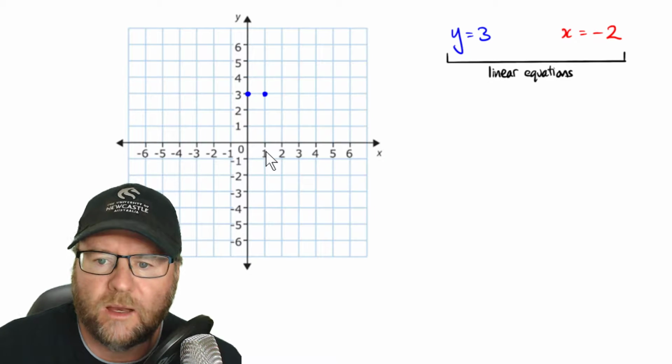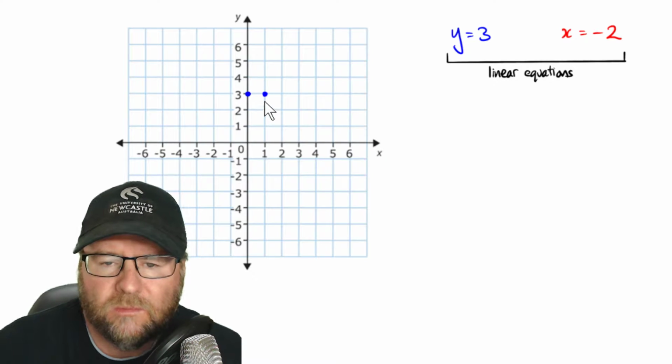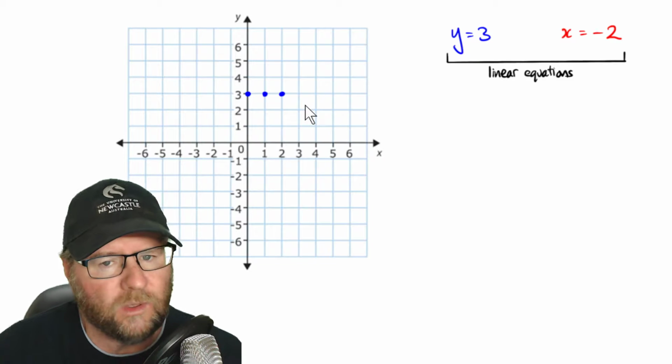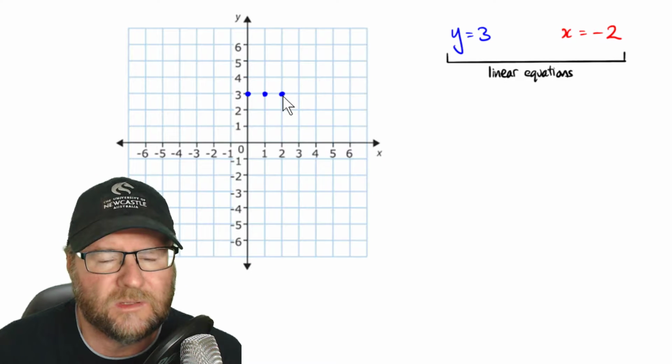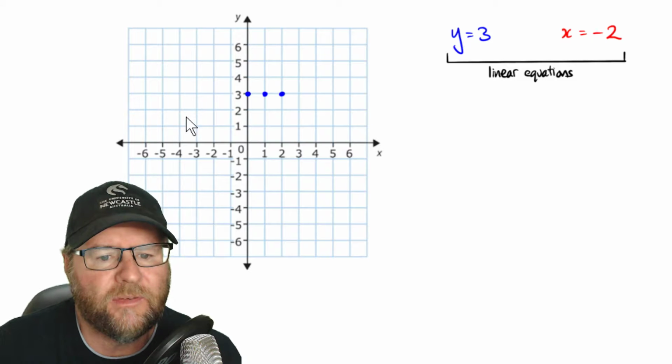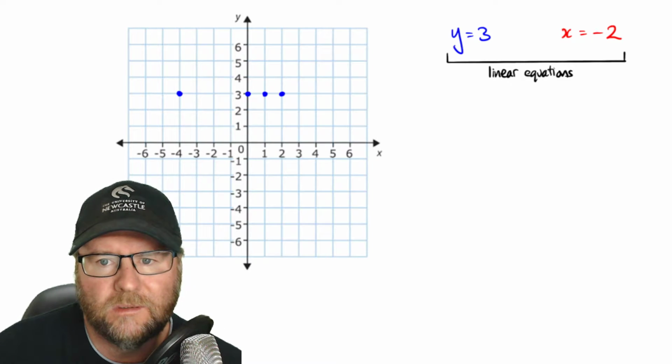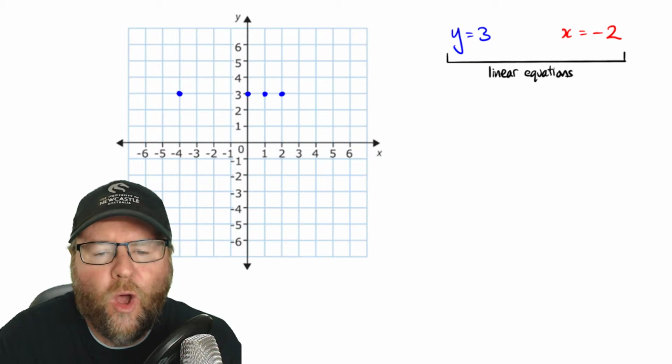When x equals 1, what does y equal? Well, we're told y equals 3. It just equals 3. What about when x equals 2, what does y equal? Well, y equals 3. That's what the equation says. What about if I came down here to x equals -4? What's y equal? Well, 3. Duh. We're told y equals 3.